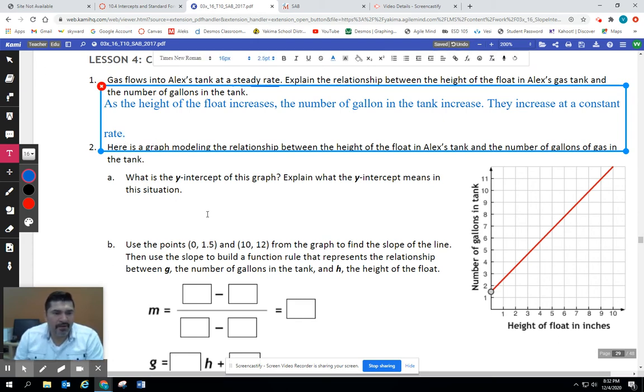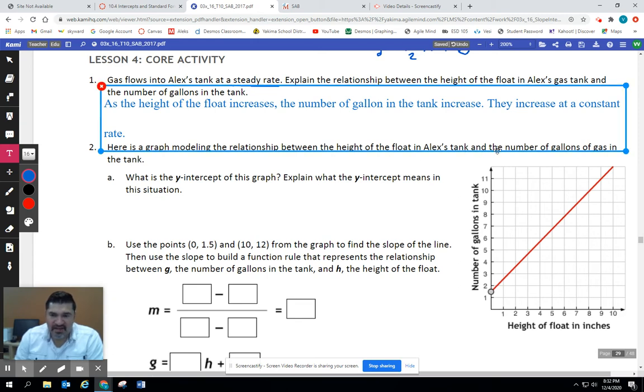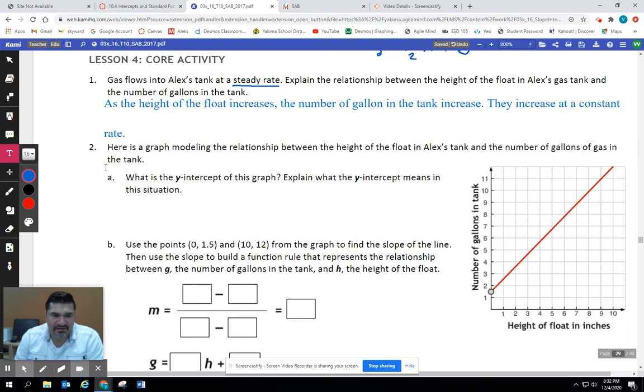Period. All right, number 2 says, here's a graph modeling the relationships between the height of the float in Alex's tank and the number of gallons of gas in the tank. Okay, what is the y-intercept of this graph? Explain what the y-intercept means in this situation. Okay, so as in our opener, if you follow the function, our y-intercept is where it touches the y-axis. Okay, here's our y-axis. Here is where the function touches the y-axis. It's right in between 1 and 2. It looks like it's exactly in between. So we're going to say 1.5.